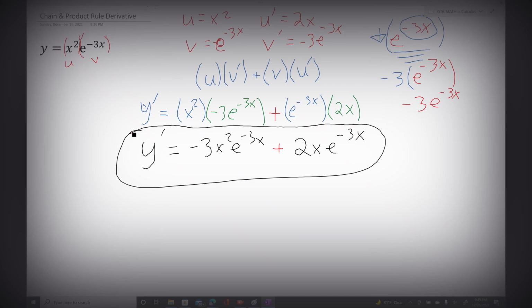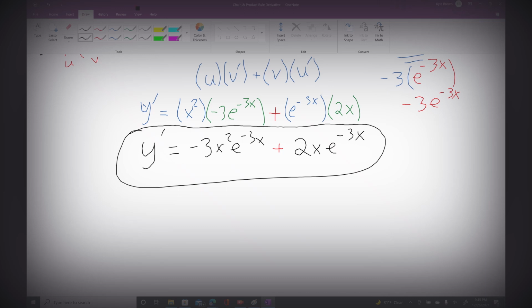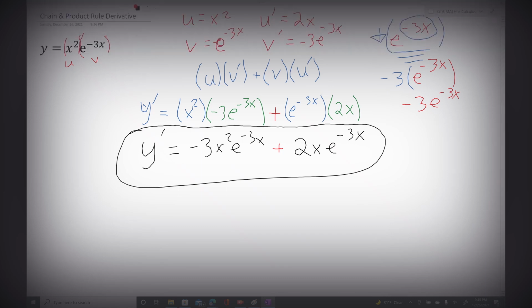And if you get here, this should be a good enough answer. But your teacher may want you to simplify and factor some stuff out. So if that is the case, I will walk you through the next step.